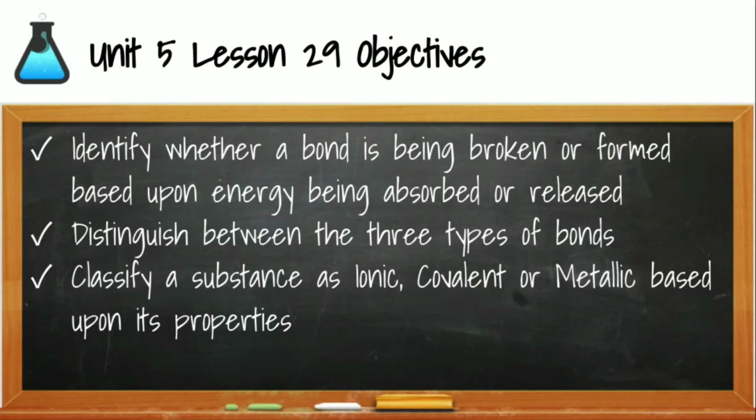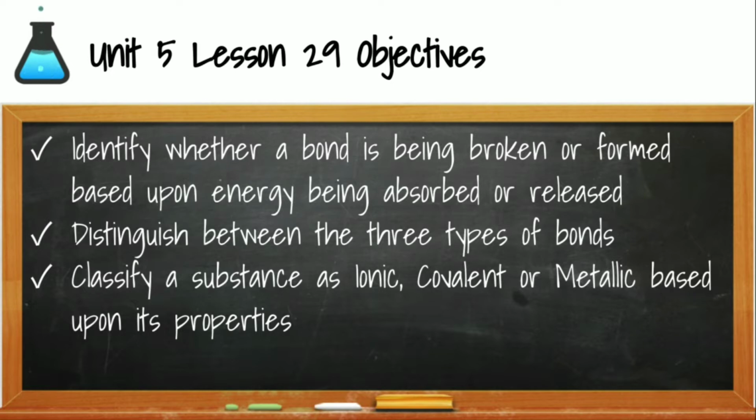Hi class, welcome to lesson 29, the first lesson in Unit 5, Chemical Bonding. By the end of this lesson, you should be able to identify whether a bond is being formed or broken based on whether energy is absorbed or released. Distinguish between the three types of bonds and classify a substance as ionic, covalent, or metallic based upon its properties.